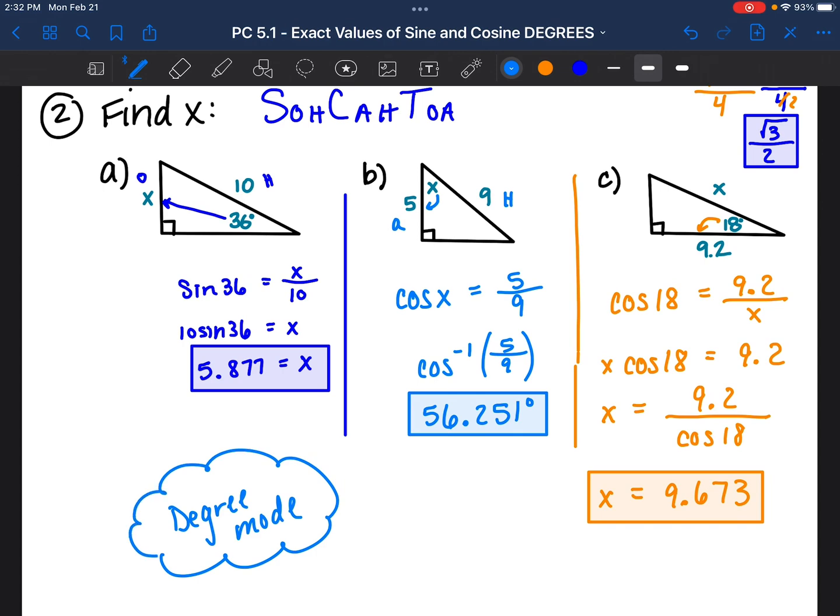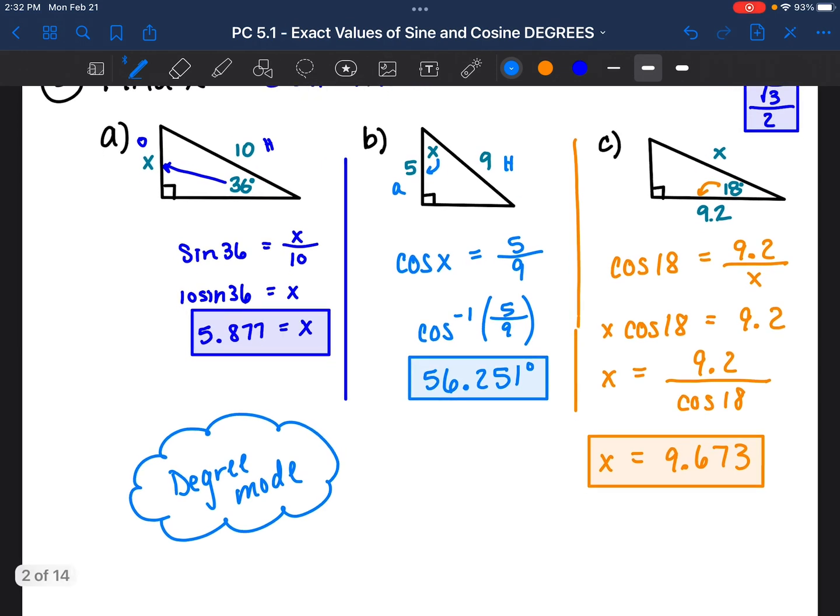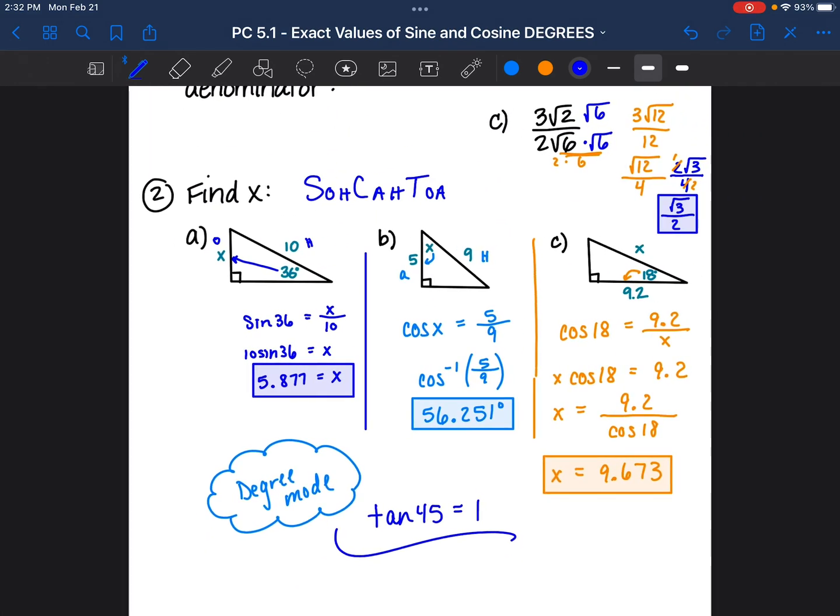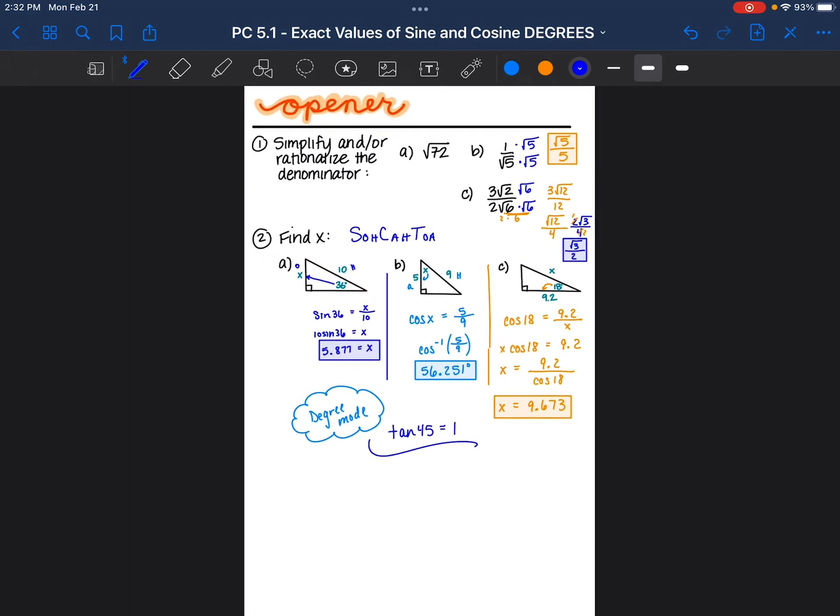I did forget to mention at the very beginning of this, be sure that you are in degree mode. Otherwise, you're going to be plugging these in and getting all of the incorrect answers. The way you check if you're in degree mode is take tangent of 45 degrees, and you should get 1. If you're not getting 1, you're probably in radian mode, and make sure you go to mode and change it to degree. All right. Hope that was helpful. Nice little refresher of basic trig, and we'll be going over this again on some future warm-ups.